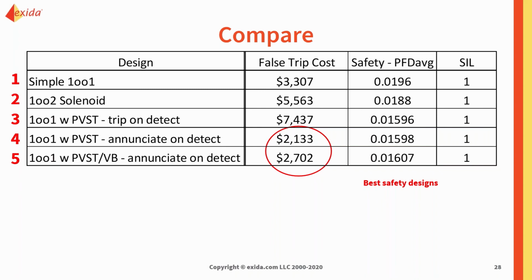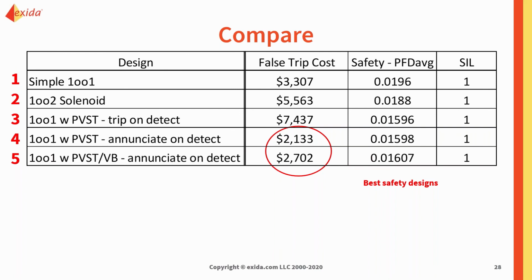So let me ask you guys, what design is going to lower the false trip rate and deliver the safety here? If I compare it to the simple 1 out of 1 design, I see that it had a false trip cost of $3,307. Wasn't the best. 1 out of 1 with PVST controller configured to enunciate on detection of failure, it's clearly the best. Even if we had a volume booster, we only increased the false trip rate a little bit, not a significant amount. And we're much better than the example 1 out of 1 on false trip. We're a whole lot better than some of the other designs.